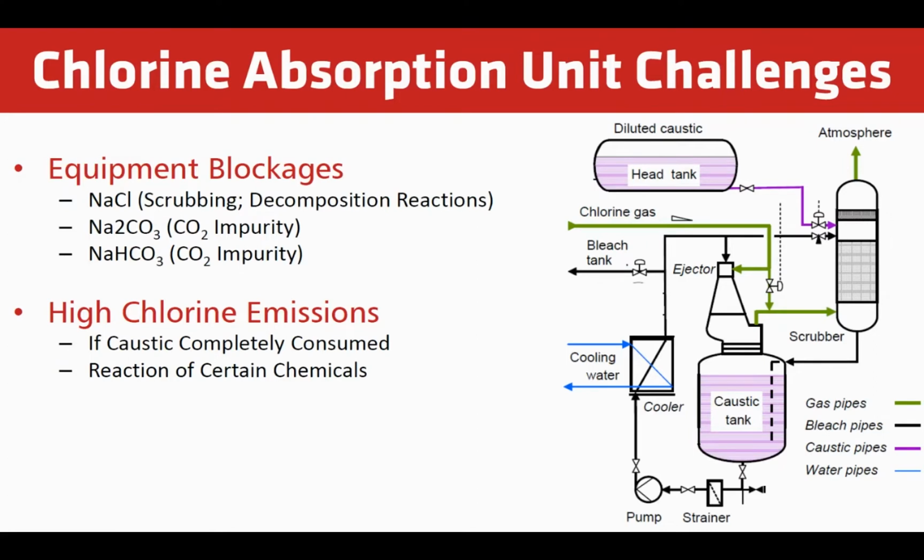Certain chemicals such as sulfur dioxide, sulfites, and hydrogen peroxide can also react with hypochlorite. The reaction of hydrochloric or sulfuric acid with sodium hypochlorite will liberate chlorine gas.